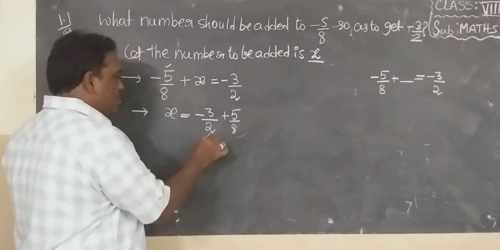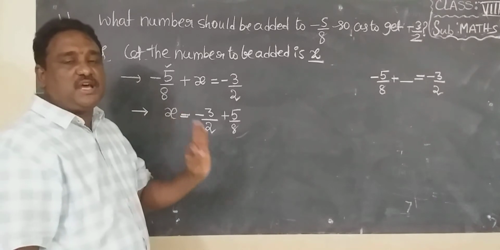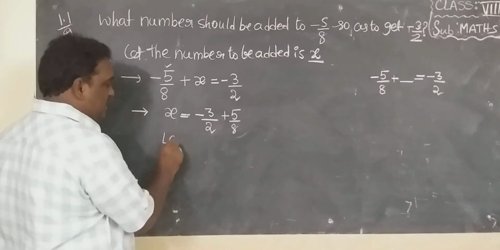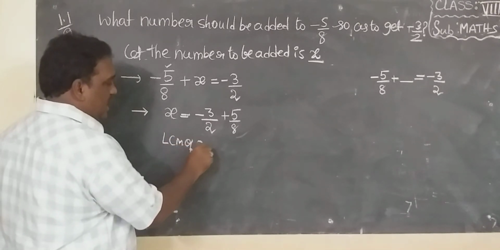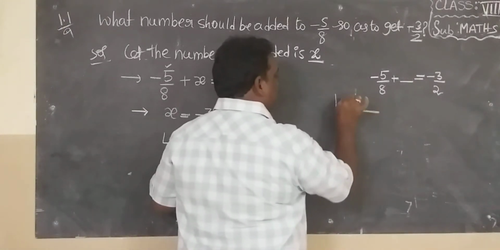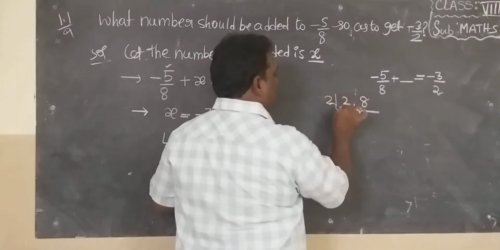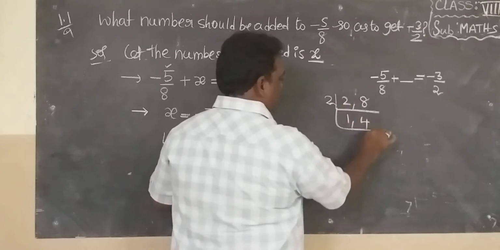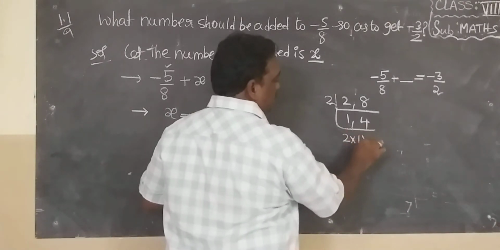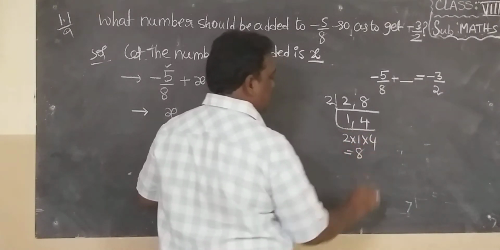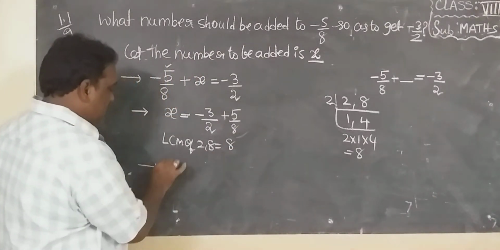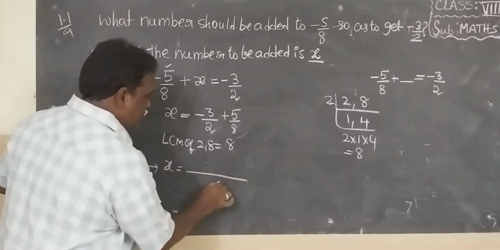Then what to do? LCM, because fractions are there. When fractions are there, we will take LCM. So LCM of 2 comma 8. Let us do rough work for LCM. LCM of 2 comma 8. 2 table 1 time, 4 times. Then what is LCM? 2 into 1 into 4. 2 1s are 2, 2 4s are 8. Now what is the LCM? 8 only. X equal to, LCM is 8.